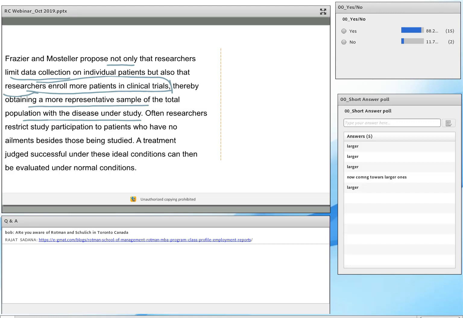Now next, he's going to explain what is being done currently, right? So now let's read. Often researchers restrict study participation, he's talking about the current practice, to patients who have no ailments besides those being studied. So now he's basically giving what is being done currently. A treatment judged successful under these ideal conditions. Now, what ideal conditions are we talking about here? What conditions are ideal here?